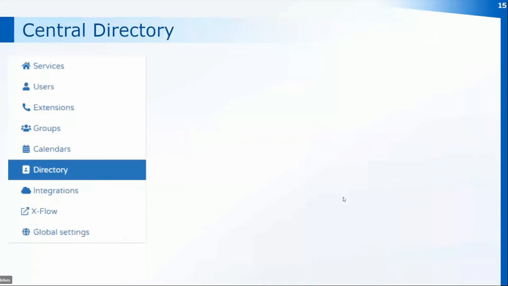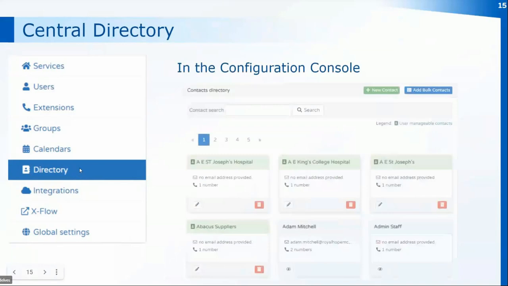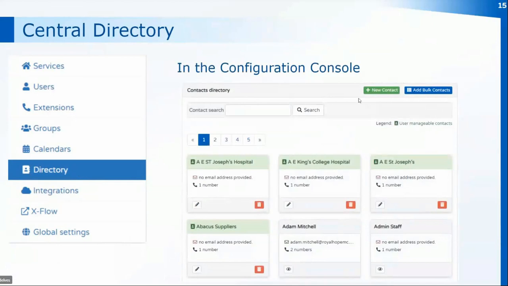So we're now going to have a look at the central directory, which again is managed through the configuration console. So we have our menus down the left-hand side of the screen here, and we've got our directory menu. If you click into the directory, that will then allow you to see the entries that are already there, if there are any. And you can also add new numbers either singularly through add new contact, or you can bulk upload. Anything in grey is system generated.